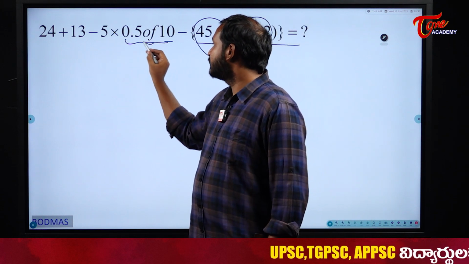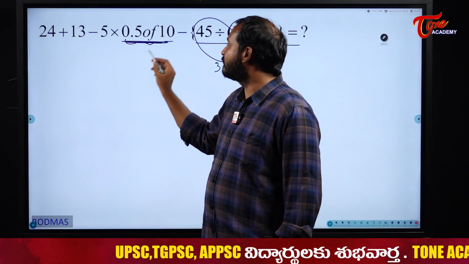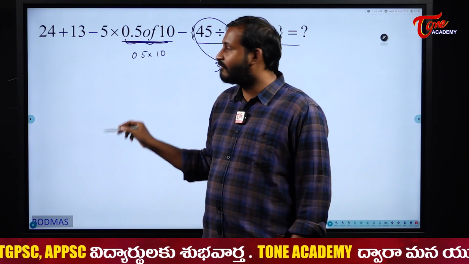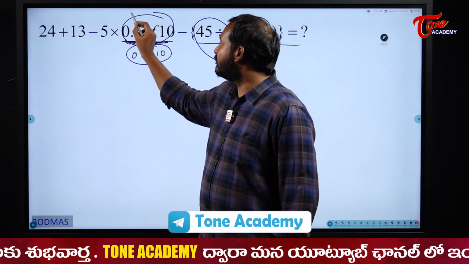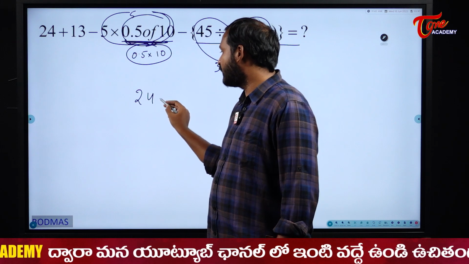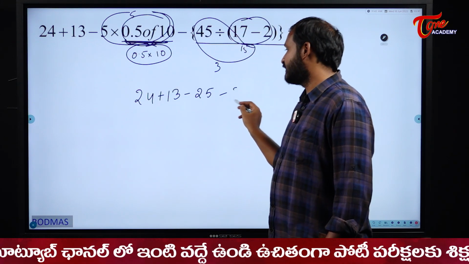Please see here, next I should solve this one. 0.5 of 10 means what? 0.5 into 10. It will become 5. So 5 into 5 becomes what? 25. So overall, at last I will be left with 24 plus 13 minus 25 minus 3.